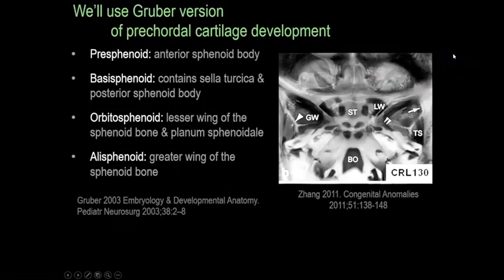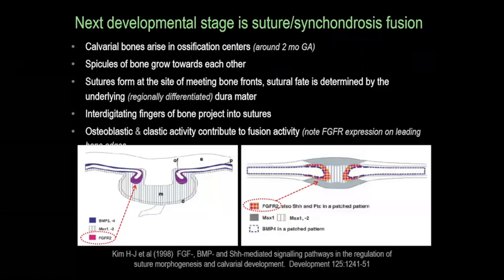We'll use the Gruber version of pre-chordal cartilage development, in which the pre-sphenoid provides the anterior sphenoid body. The basi-sphenoid contains the sella turcica and posterior sphenoid body. The orbitosphenoid is the lesser wing of the sphenoid bone and the planum sphenoidale, and the alisphenoid is the greater wing of the sphenoid bone. The next developmental stage will be suture and synchondrosis fusion.